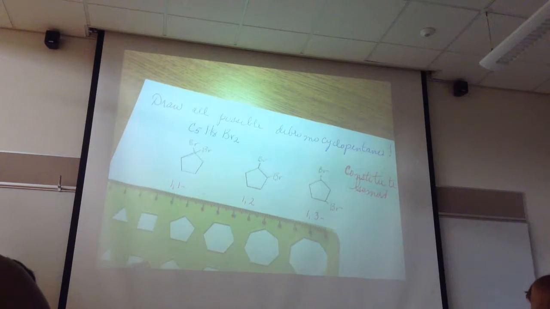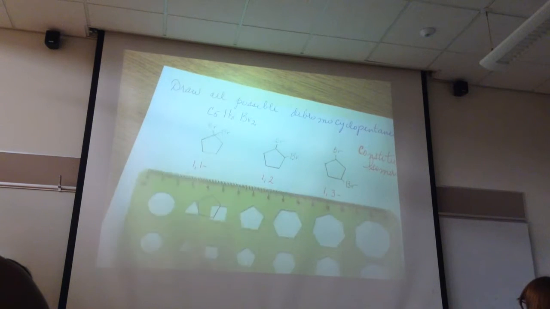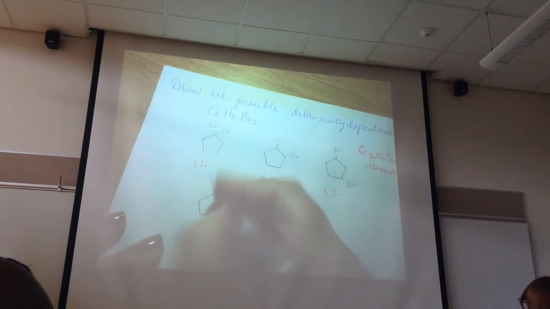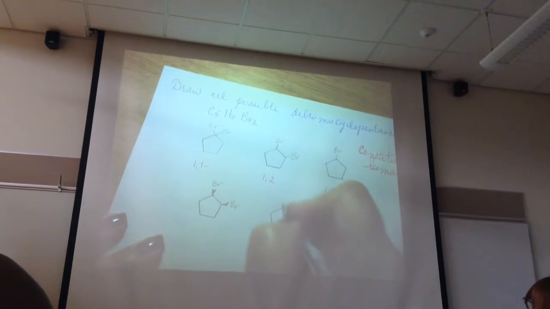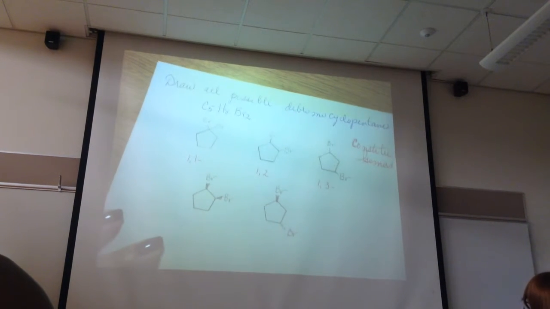So this is good, but what if I do this? What if now I say, what is the relationship between these and these? So I'm going to draw them. So what is the relationship between these two? Stereoisomers, constitutional? Somebody said constitutional. How do you know? Because they're on a different carbon atom. They're different connectivity, don't let me fool you.